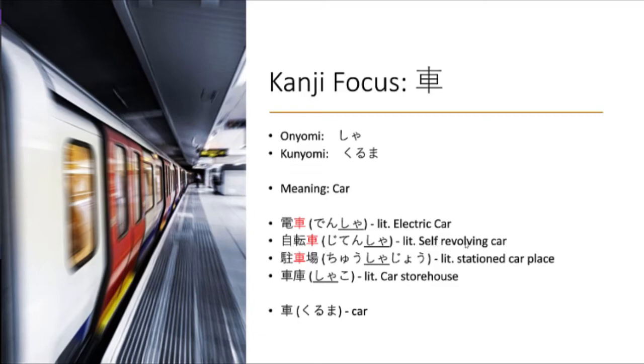自転車, literally a self-revolving car, a bike. 駐車場, which is station, car, place, car park. 駐車場. And see if you can work out this one. Shako, car storehouse. So this is like a storehouse. This is a car. And that kind of gives you an introduction to how logical kanji can be quite a lot of the time.